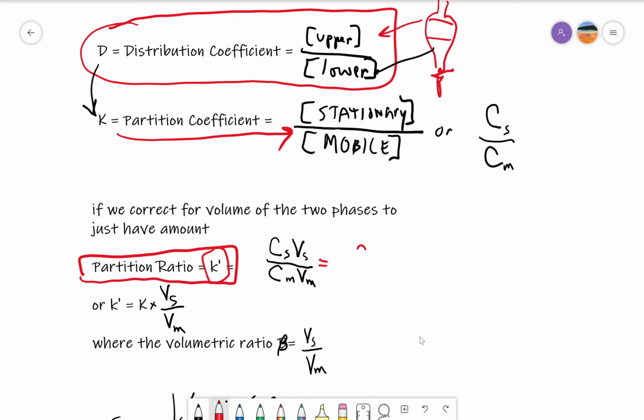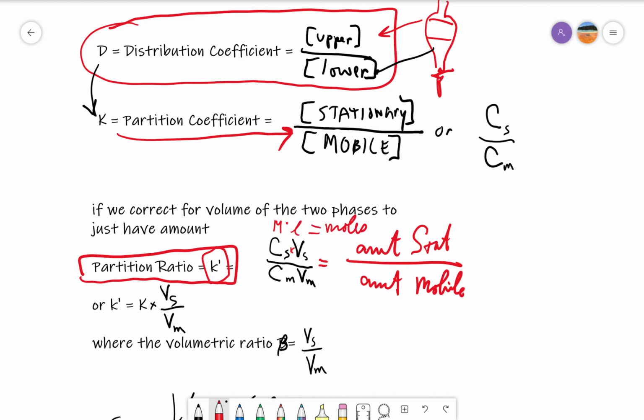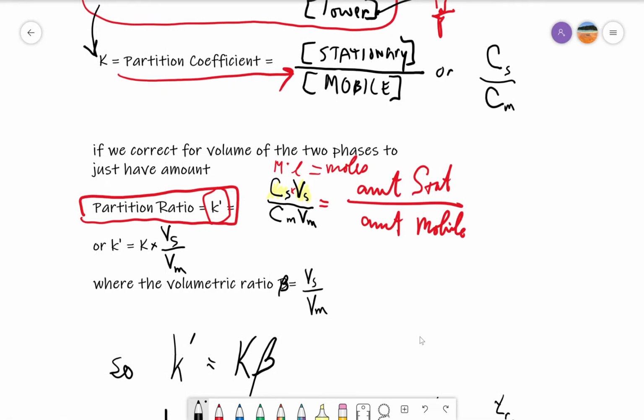Partition ratio is truly the amount in the stationary phase divided by the amount in the mobile phase. And you can achieve that by multiplying the concentration times the volume, sort of like taking molarity times volume gives you moles. Concentration times volume gives you amount. So, if you have the partition ratio, which is an amount-based unit, it is the concentration times the volume.